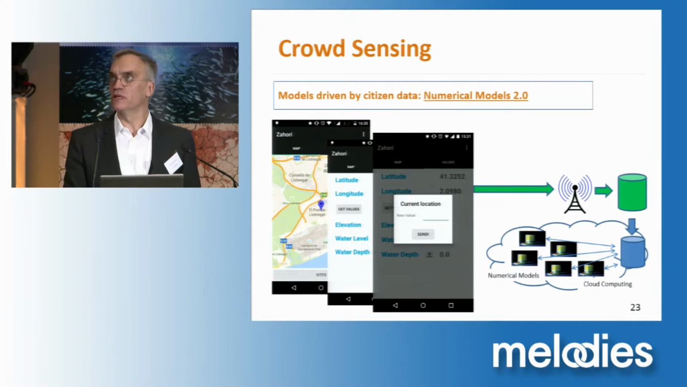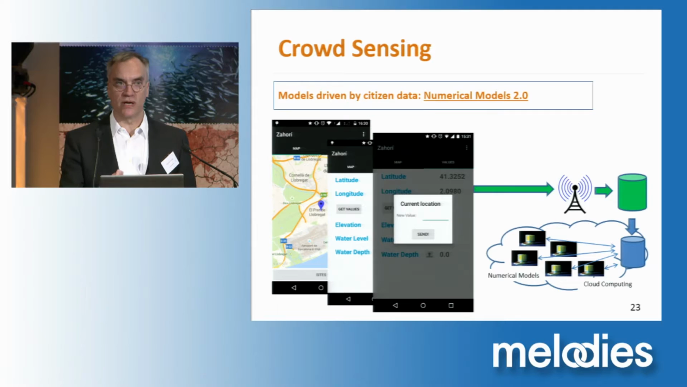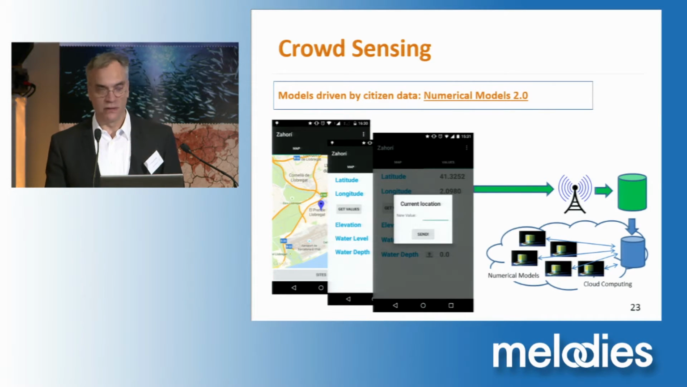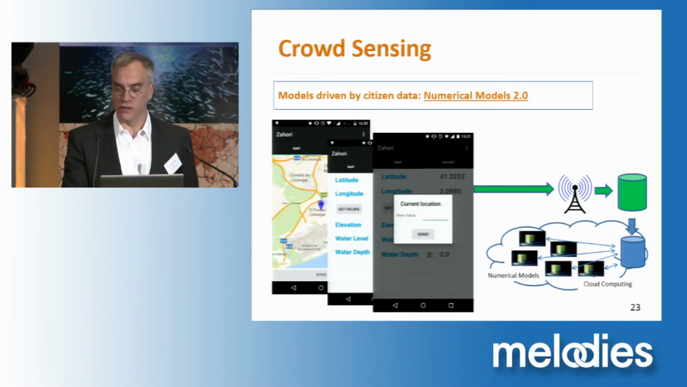But the real issue that we would like to go further with was what we call numerical models 2.0, which means that people can give their data if they think that the data that we are giving them is not correct. That means that if someone has their own well, and he or she knows where the water table is, he or she can give us the current value, the good value, and this value will improve the model.